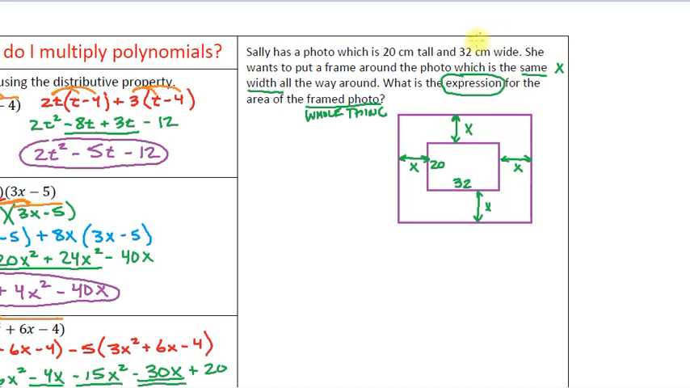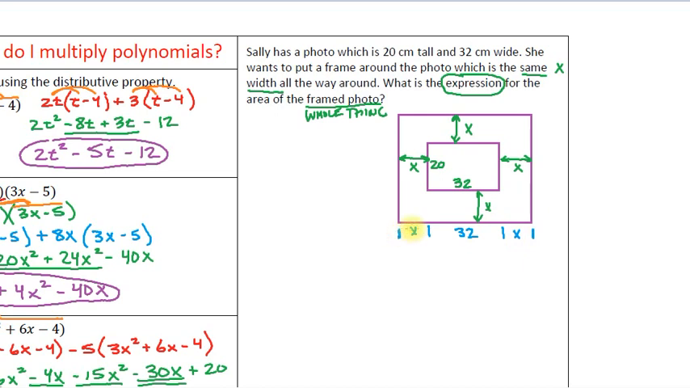And the way you look at this, class, take a look. If I want to know how far it is from here to here, well, I know this part from here to here is 32. Because that's the dimension of our photo. And I know the length from the corner of the photo to the outside of the frame is just x. And I know the corner of this photo to the frame is also x.